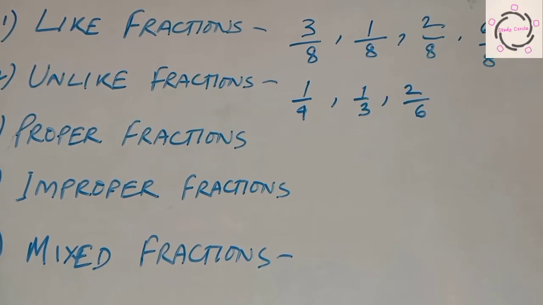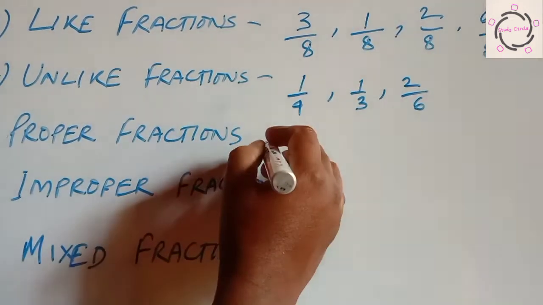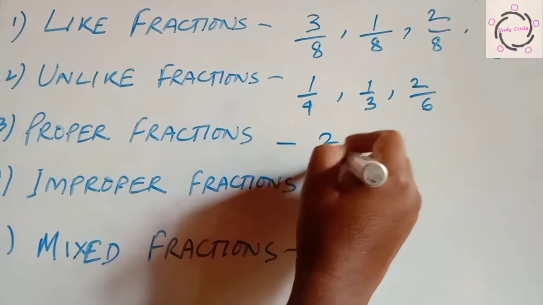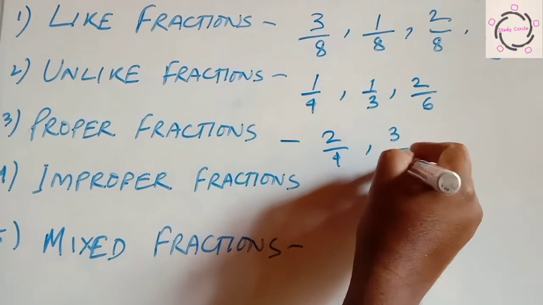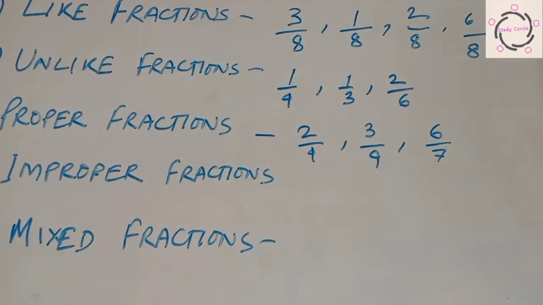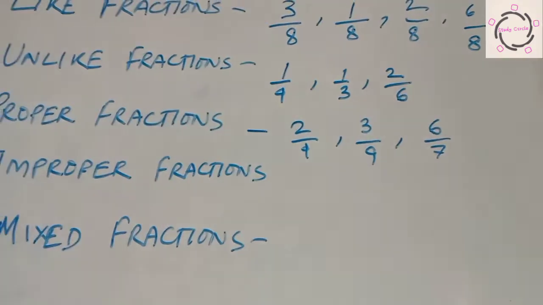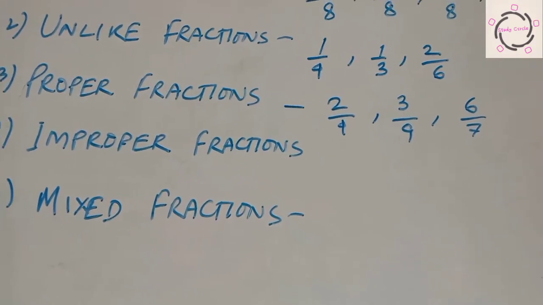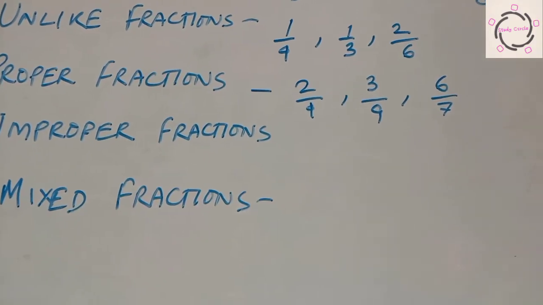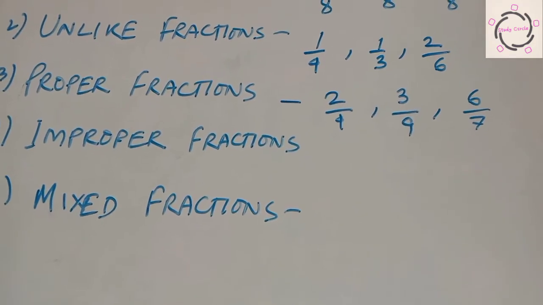When the numerator of a fraction is less than the denominator, then it is called a proper fraction. Like this one, 2/4 or 3/9 or 6/7. Now these are all proper fractions. When the numerator is less than the denominator, then it is called a proper fraction.